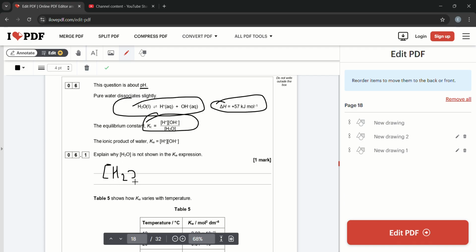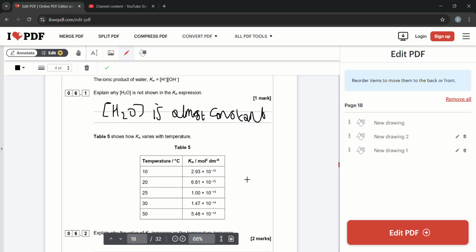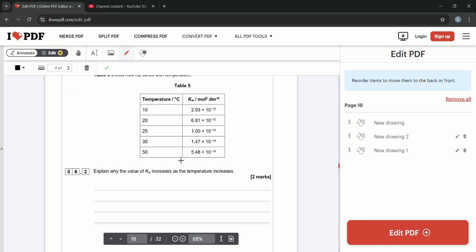Because H2O is almost constant. H2O is almost constant. Explain why the value of Kw increases as temperature increases.